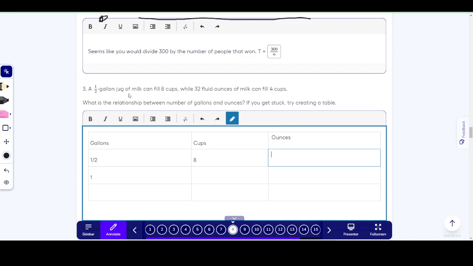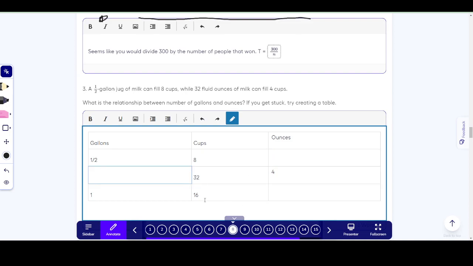So if half a gallon is 8 cups, then what is 1 gallon? Well, that's 16 cups. Okay? That's 16 cups of fluid ounces. Well, let's move it over here, and then we can figure out the cups. But we know there are 4 cups and there are 32 ounces.